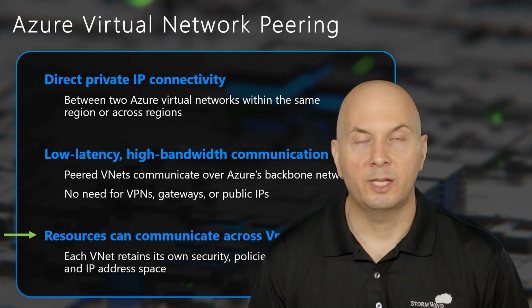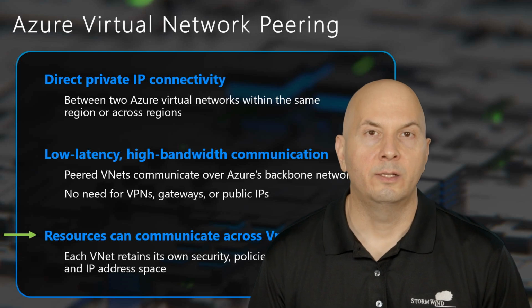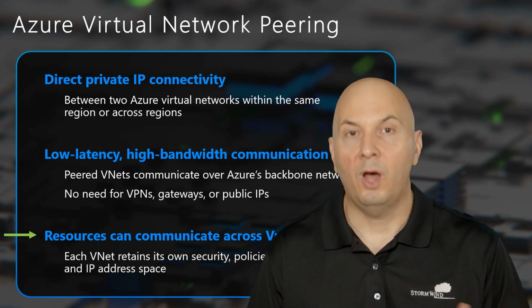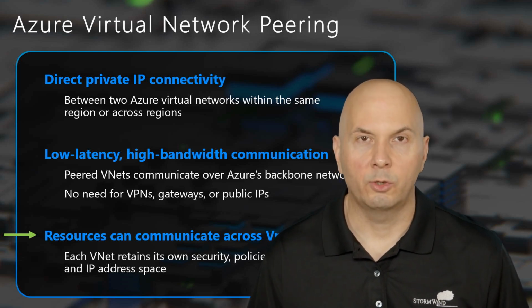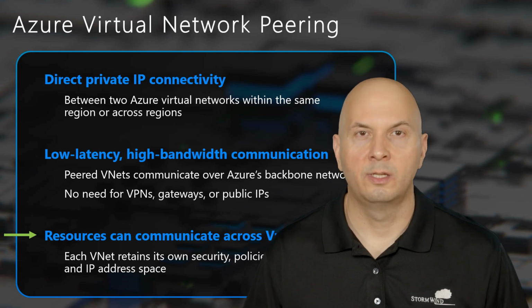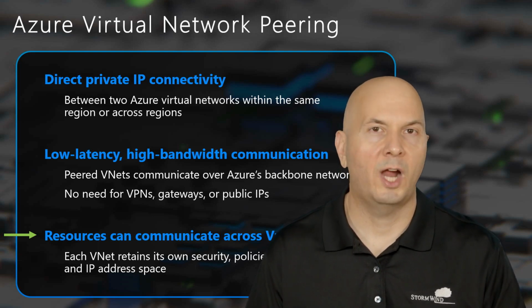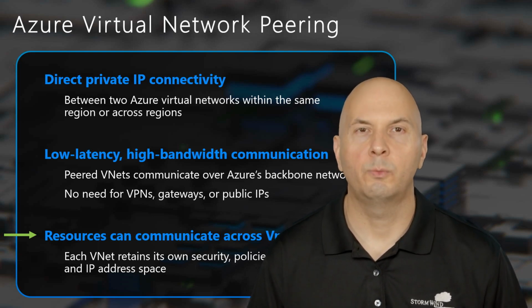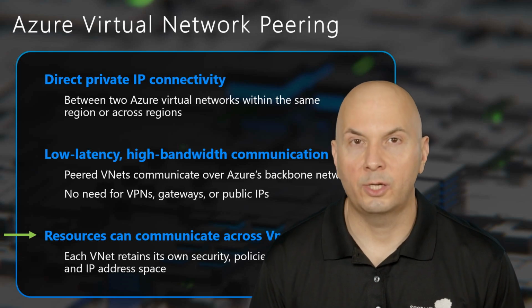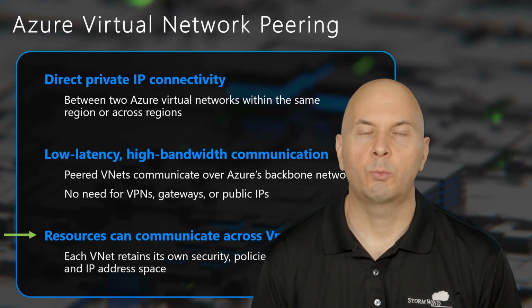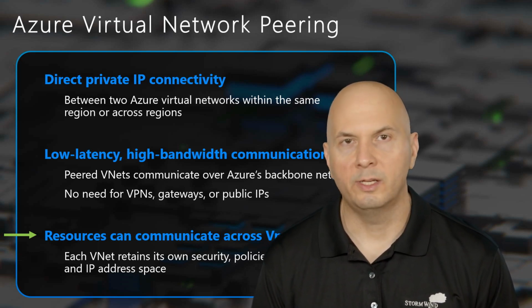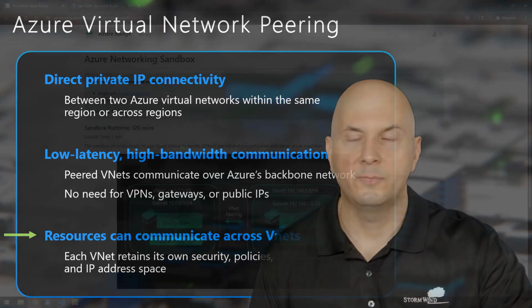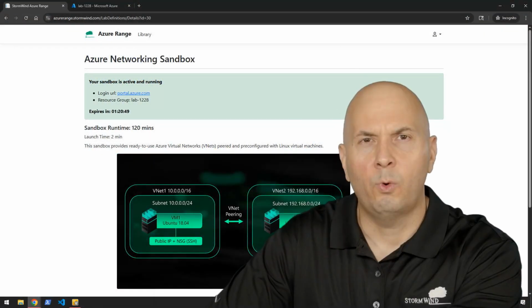Resources can communicate across VNets, and we can secure or block traffic with network security groups. So even though by default, if we peer networks, all traffic could flow back and forth, we can restrict that with network security groups to make sure that only the right kind of traffic flows between the networks that we want. And it's actually straightforward and easy to set up.